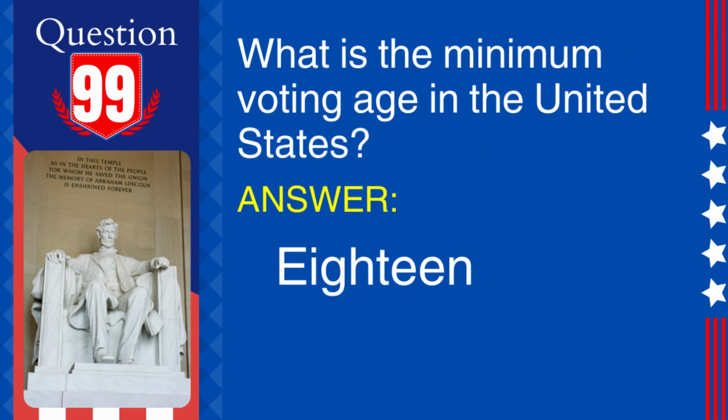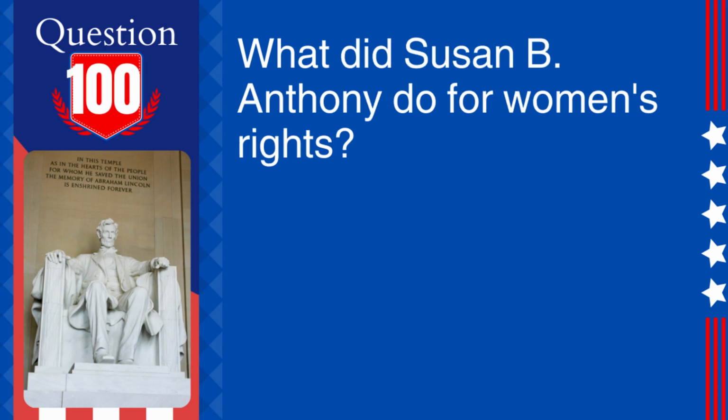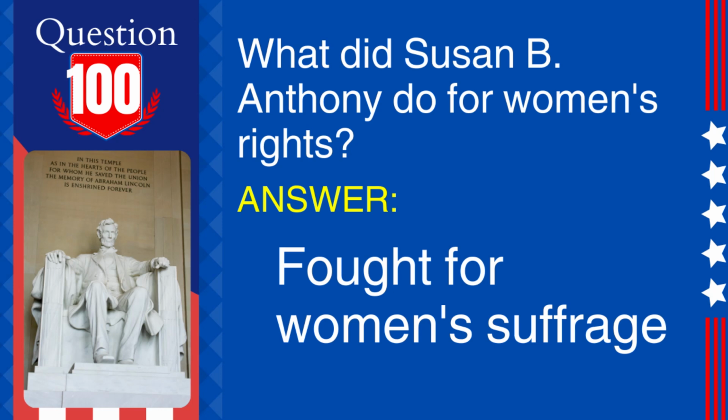99. Question: What is the minimum voting age in the United States? Answer: 18. Explanation: The 26th Amendment to the U.S. Constitution, ratified in 1971, lowered the voting age from 21 to 18. 100. Question: What did Susan B. Anthony do for women's rights? Answer: Fought for women's suffrage. Explanation: Susan B. Anthony was a key figure in the women's suffrage movement, advocating for the right of women to vote.